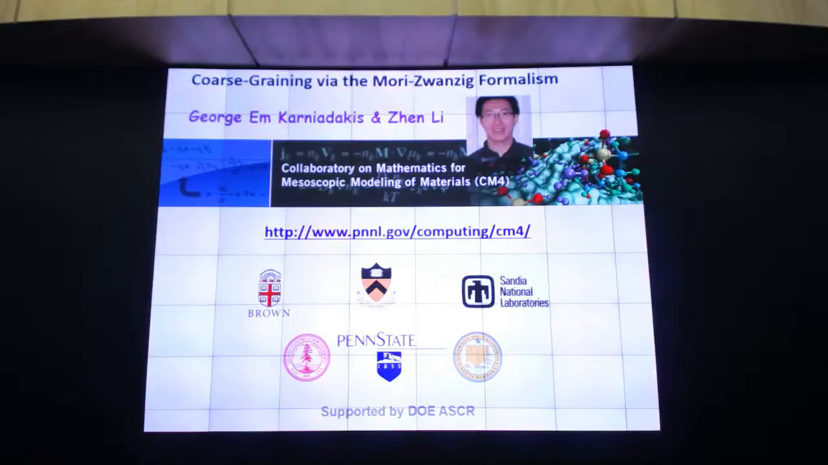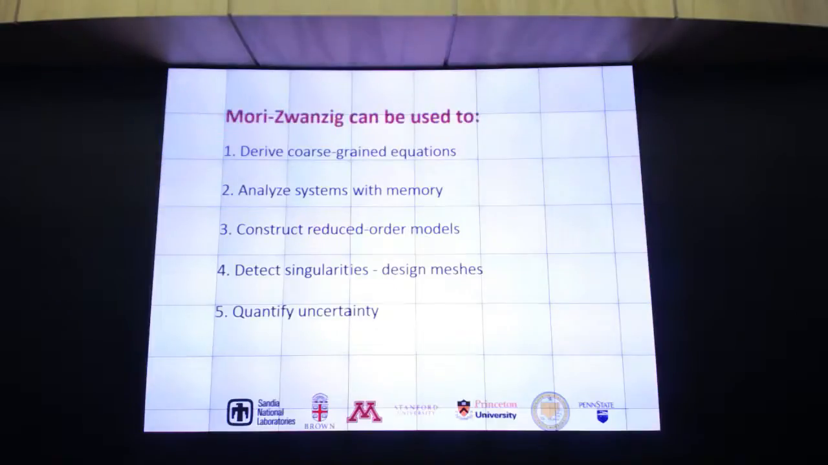So Mori-Zwanzig, as I said, although it has been around since the 60s, has sort of been resurrected around the year 2000, where Chorin and his collaborators wrote a paper on how you can use Mori-Zwanzig in constructing computational models or looking into small scales and the relation to the resolved scales and so on. So Mori-Zwanzig can be used to do lots of things: derive coarse-grained equations, so that's the topic that I will cover; analyze systems with memory.